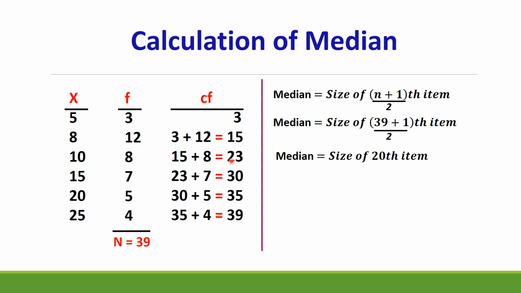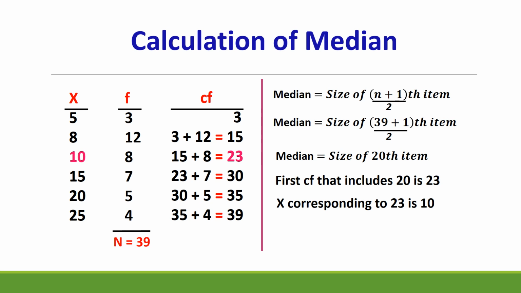Now we have to see the x value corresponding to that value, that is 10. The cumulative frequency 23 corresponding to that x value is 10. So the median of the series corresponding to this is 10. That is how median is calculated in discrete series.